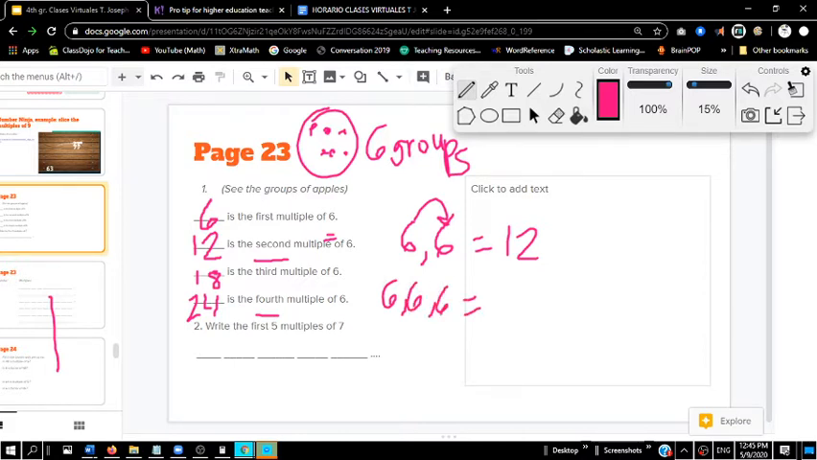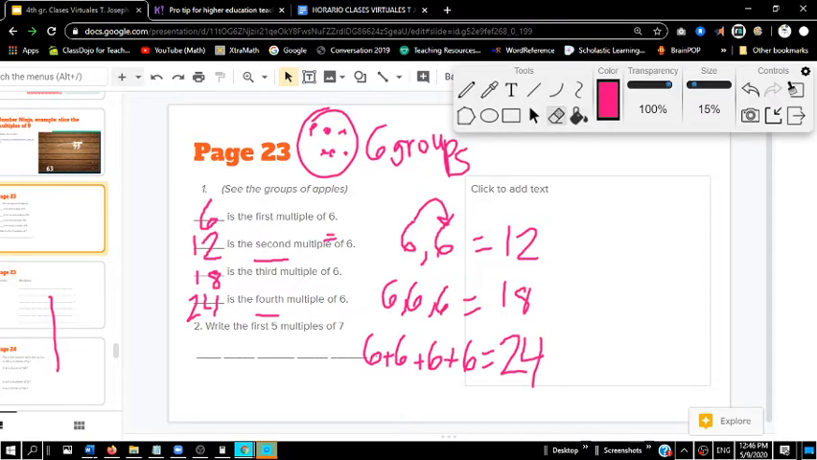That's going to give us 18. And then 6 and 6 and 6 and 6 is going to give us 24. All right. Those are our multiples of 6: 6, 12, 18, 24. Okay, and you could continue. What we're going to do now is find the multiples of 7.